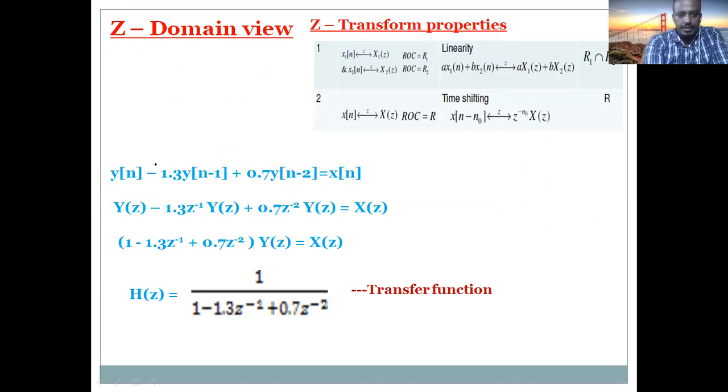So this difference equation for y of n in time domain, same system represented in Z domain. Sorry, let me draw it here once more. Z domain representation.